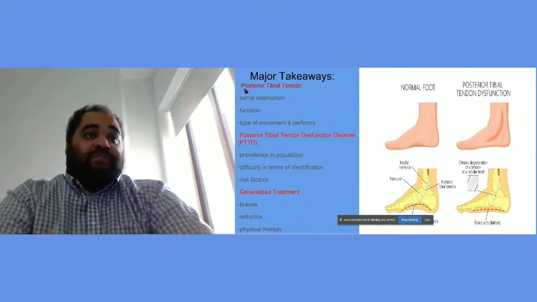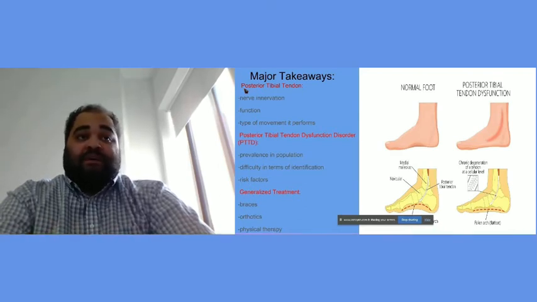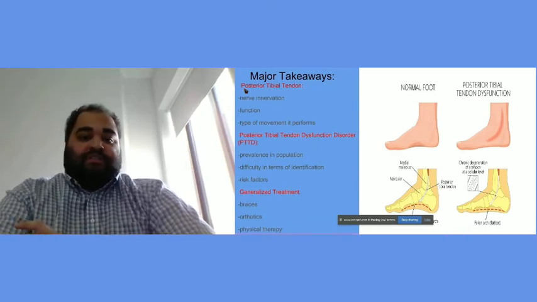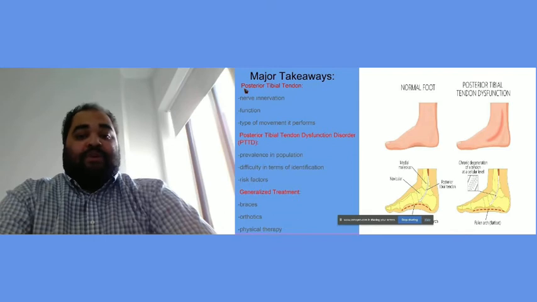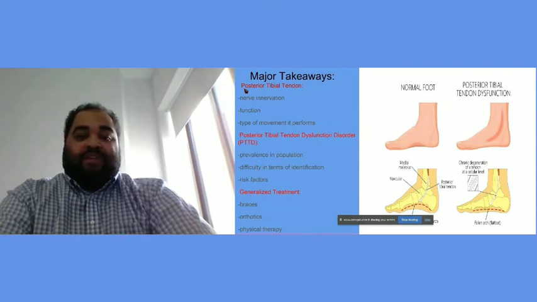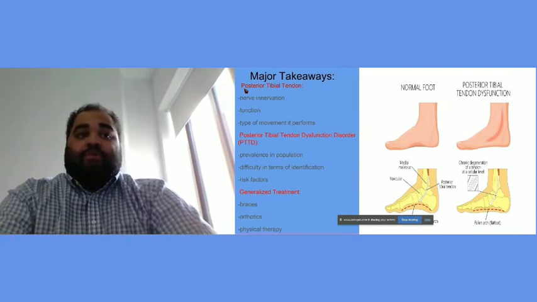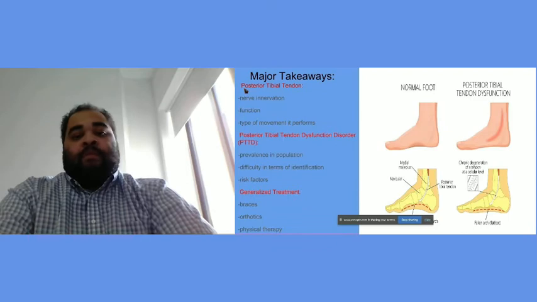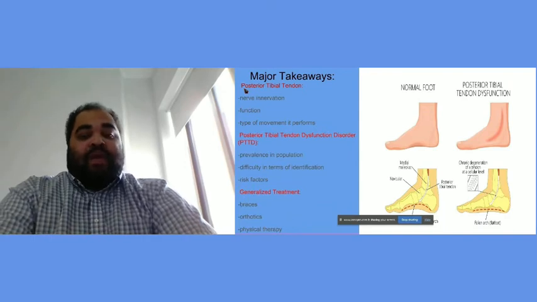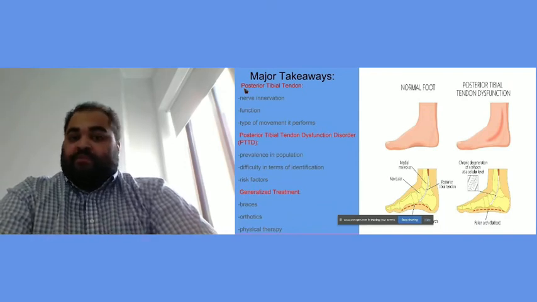Some major takeaways to know for the posterior tibial tendon itself is that it's innervated by the tibial nerve, which is a branch off the sciatic nerve. It has a function of being a medial longitudinal arch stabilizer, and the type of movement it performs is plantar flexion. In terms of posterior tibial tendon dysfunction, it's important to know that it's common in the population, and there's a higher frequency in women and adults over the age of 40.